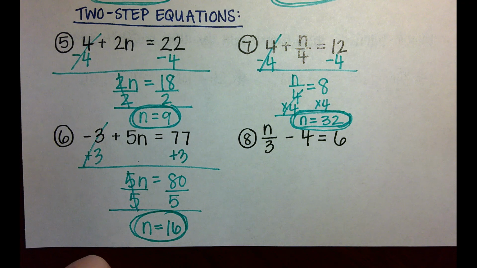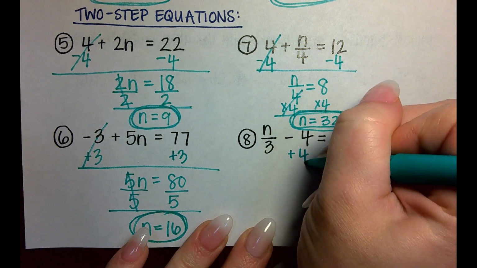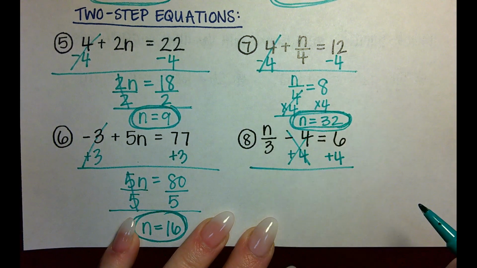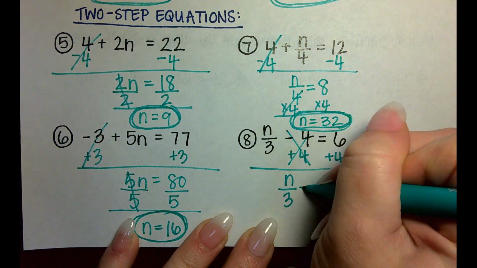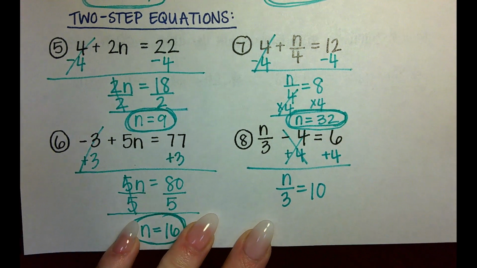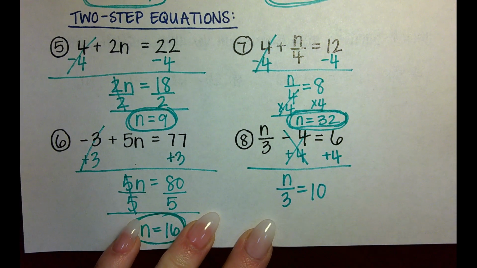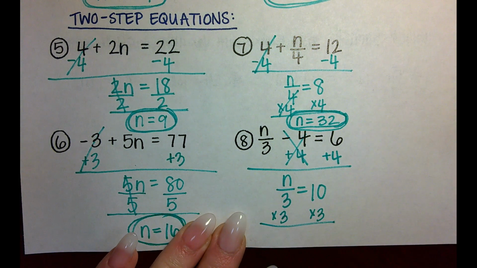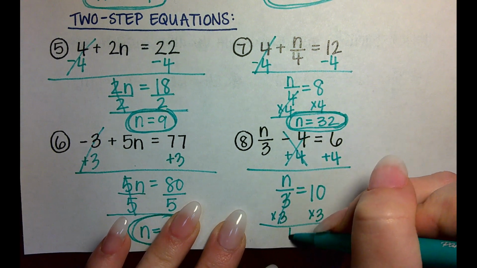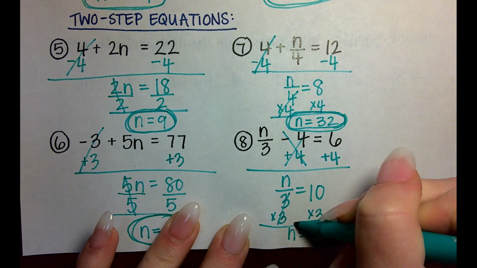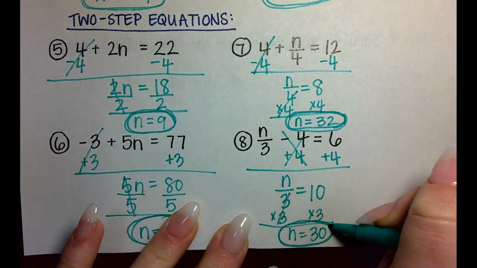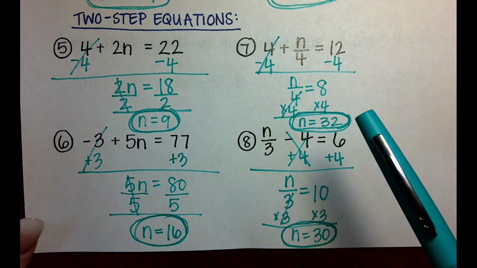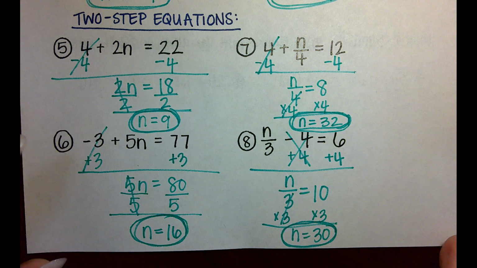You gotta add 4 on each side. Good. Your 4's cancel, then the n over 3 equals 10. Perfect. Then you multiply by 3 on each side. n equals 30. Amazing. So that is the first page of our practice quiz, numbers 1 through 8, just one-step equations and two-step equations.